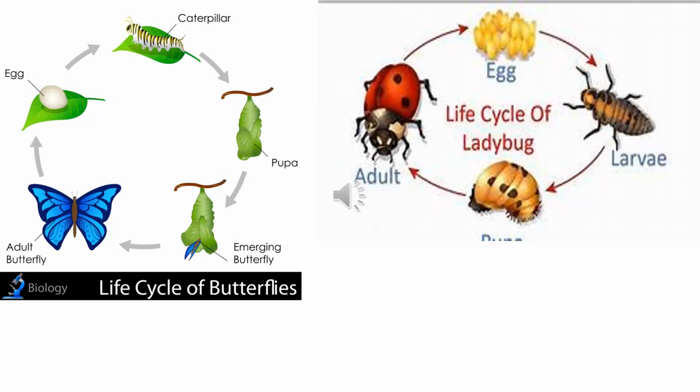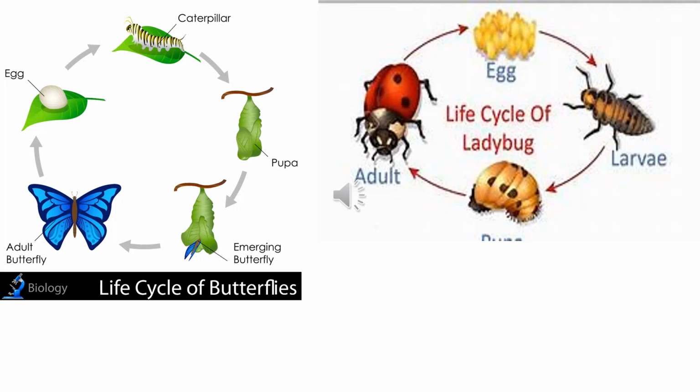Life cycle of an insect. Life cycle means the stages a living thing goes through during its life. All insects lay eggs, they hatch into young ones, and the young ones grow into adults. Let us see the life cycle of a butterfly.